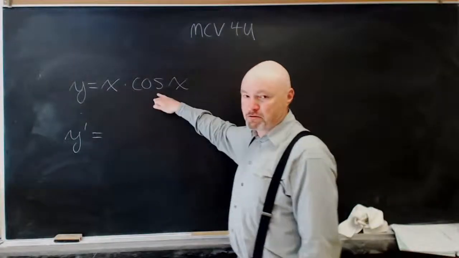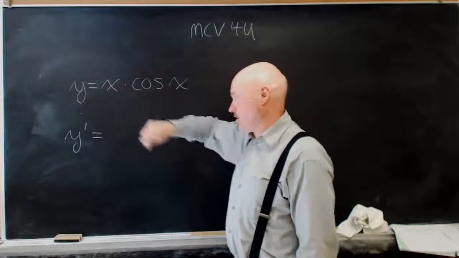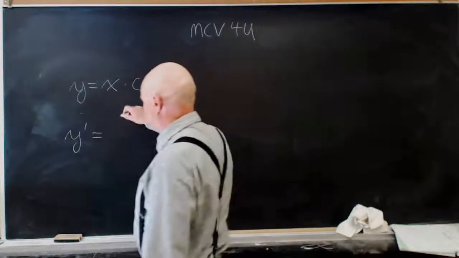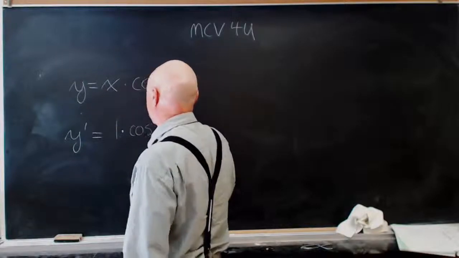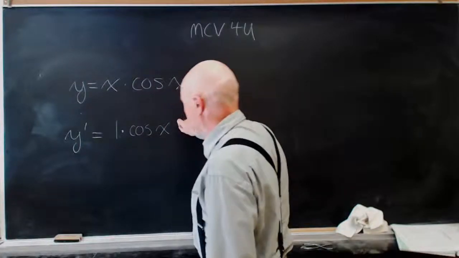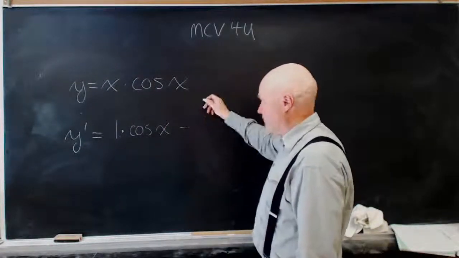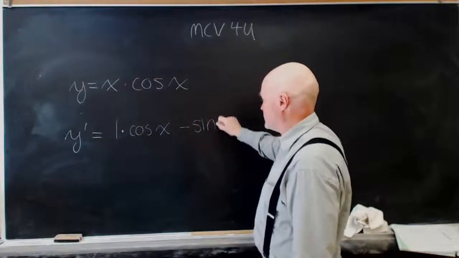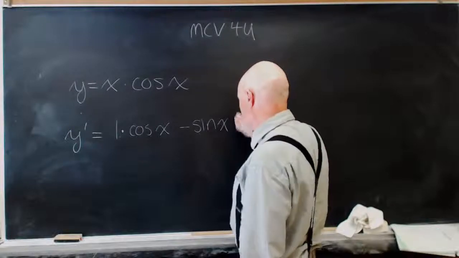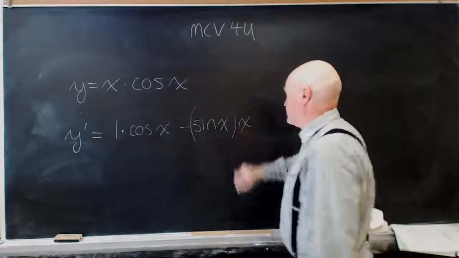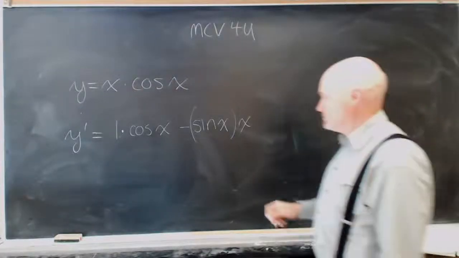So it's a product of two functions, so yeah. So derivative of the first times the second, I'm going to do it that way, plus the derivative of the second, which is sine x, and that's going to be times the first, which is x.